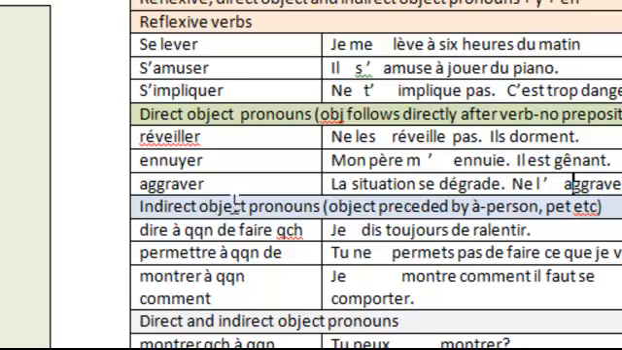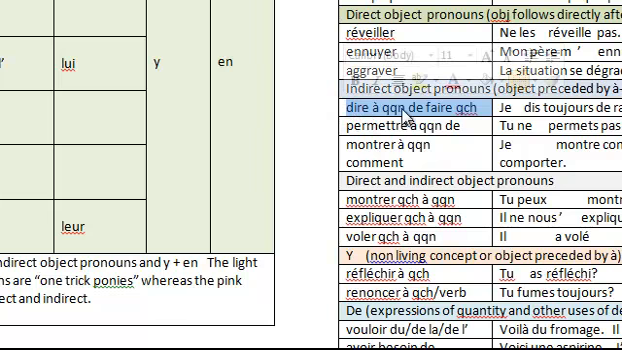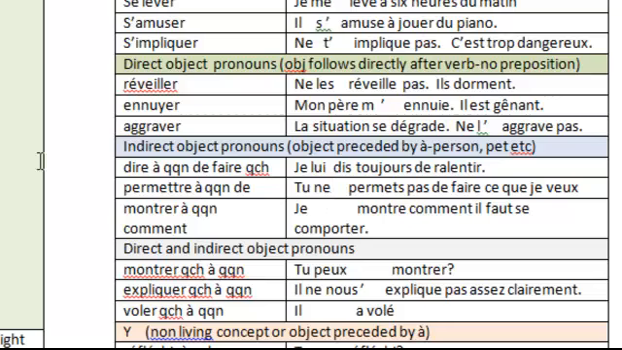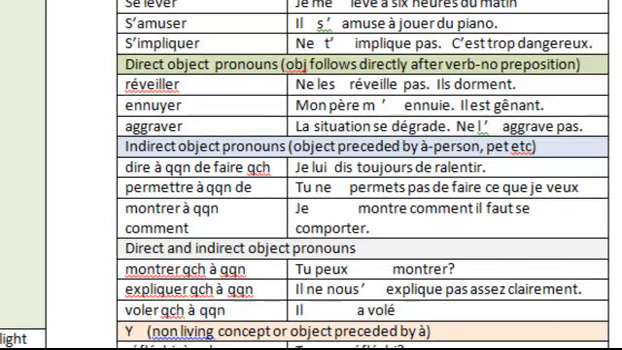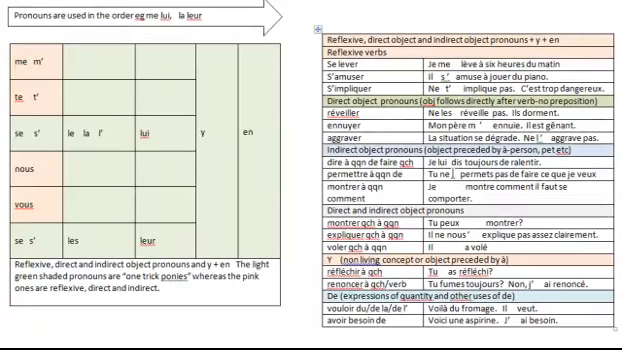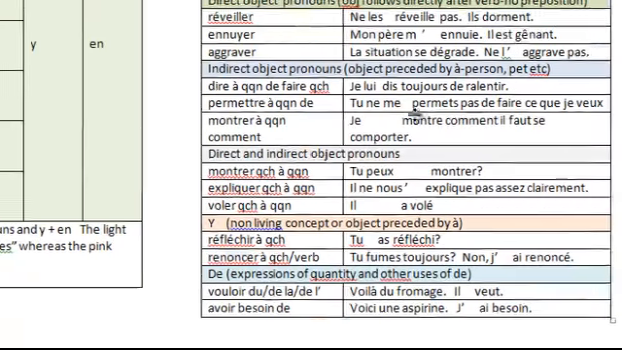Now, indirect object pronouns are ones where the verb is followed by à. So to say something to someone, to tell someone to do something. Dire à quelqu'un de faire quelque chose. So, I tell him to slow down. I'm always telling him to slow down. We'll use this. Je lui dis toujours de ralentir. And then here, you don't let me do what I want. Me, we're still here in the left-hand column. Tu ne me permets pas de faire ce que je veux.